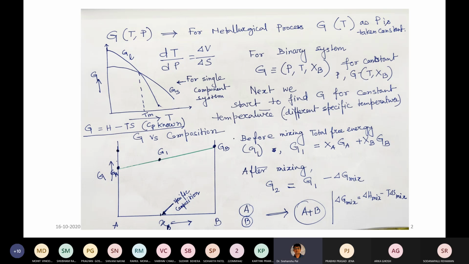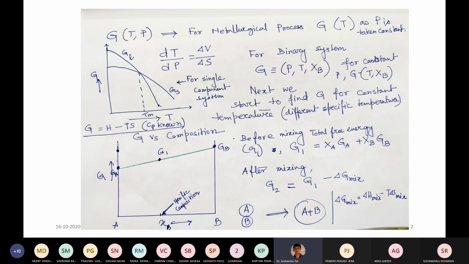Suppose we take A and B of the same crystal structure in their pure states. They can be mixed in any proportion to make a solution. A and B metals having the same crystal structure can be mixed in any proportion to make a solid solution with the same crystal structure. When they make a solid solution, their crystal structure is not going to vary. That is what we are considering.